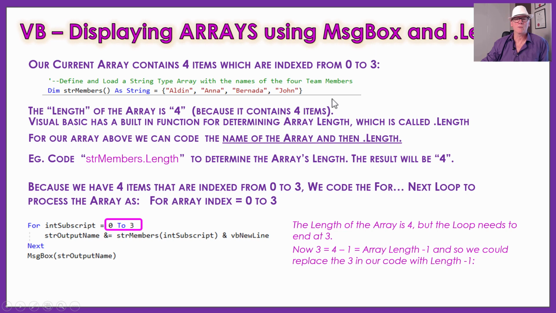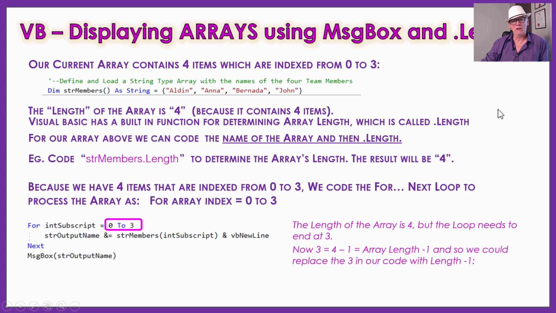Array length minus 1. And say this was 50 long with 50 names in it. What would be the index number of the last one in there? Well, it wouldn't be strMembers brackets 50. It'd actually be the length minus 1. So it'd be 50 minus 1. The last one would be strMembers brackets 50 minus 1, which would be 49, okay? So this is really handy.